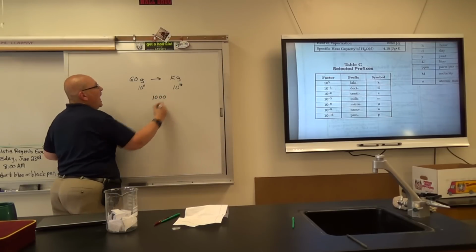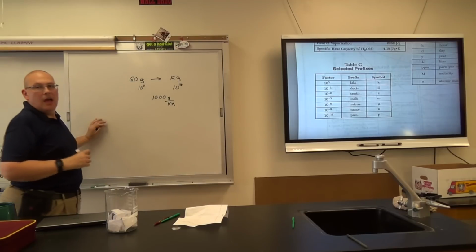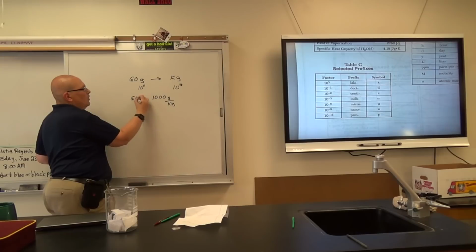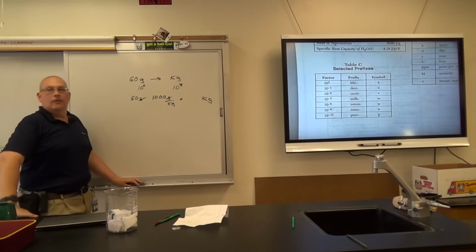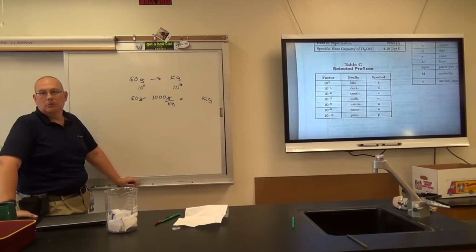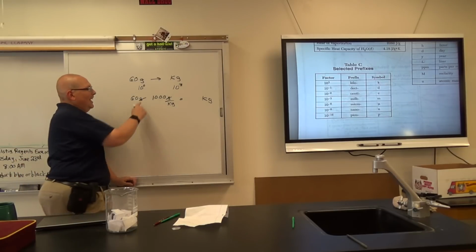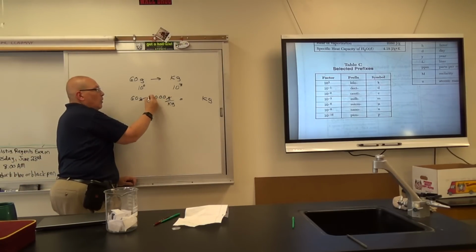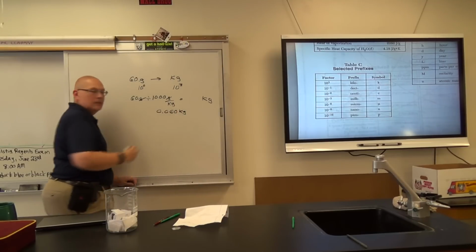That's 1,000. And we put the smaller unit over the bigger unit. There's 1,000 grams in a kilogram. Once you have your conversion factor, you take your given grams and cancel them out to get kilograms. The question is, do you multiply or divide to get rid of grams? In this case, we have to divide, because multiplying will give us grams squared per kilogram. So if we want to cancel out grams and not get grams squared, we have to divide. 60 grams divided by 1,000 gives 0.060, in kilograms.